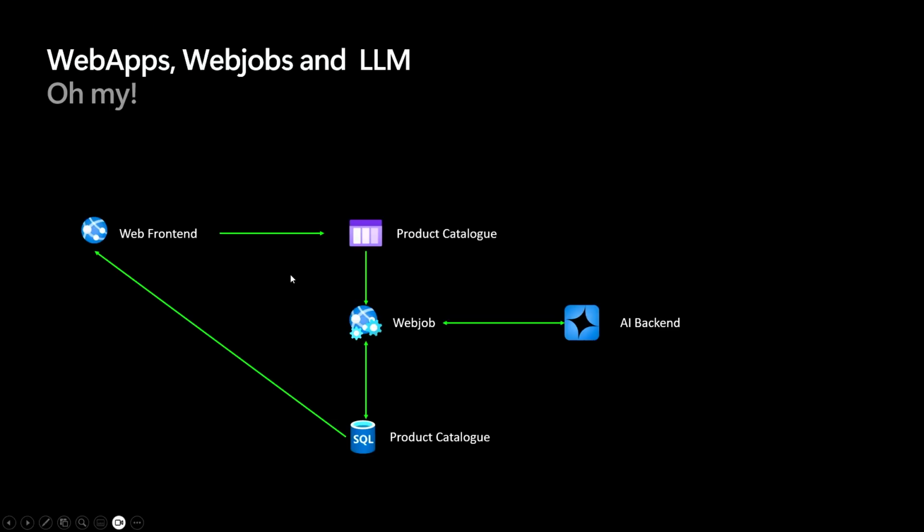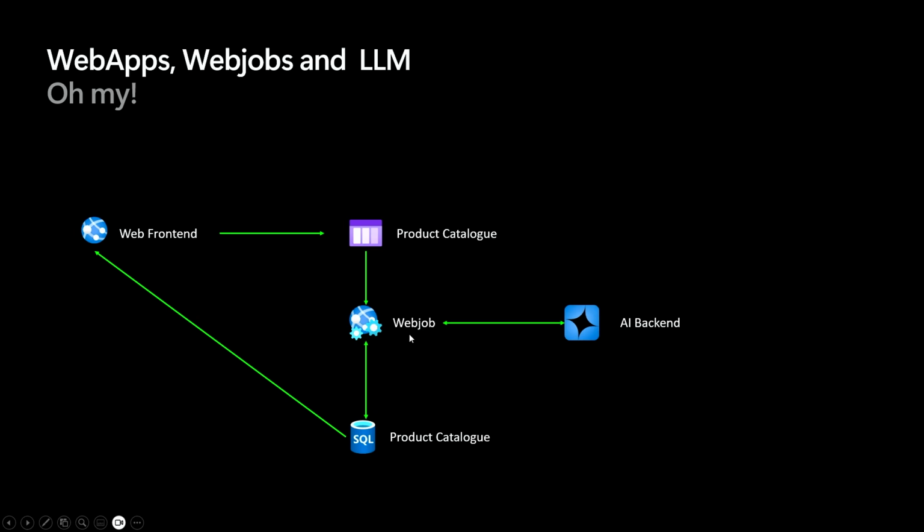Okay, so in this scenario, I have a web front end that is talking to a product catalog that is sitting in a database. And every time that there's a review that gets added to any of those products, there's a hint that gets dropped into a queue. Oh, I have a bug in my slide. This should be a queue, not a product catalog.